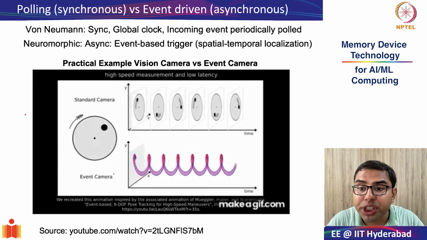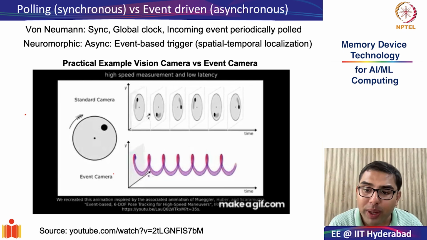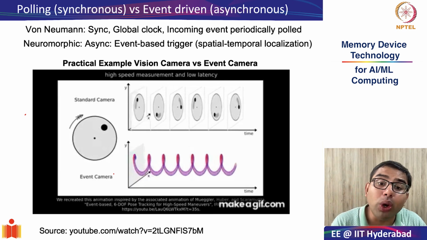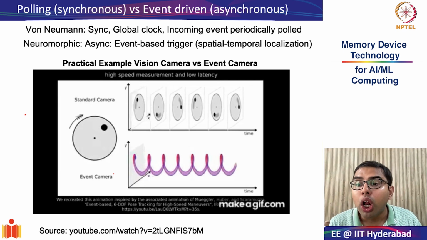But when there is motion, these pixels that change immediately generate spikes. And this gives you much higher temporal resolution, much higher bandwidth, and far lower latency. And this also leads to much reduced power consumption.